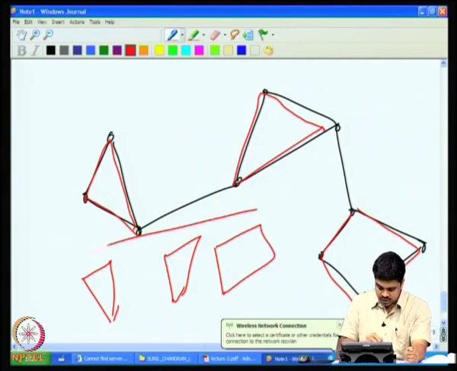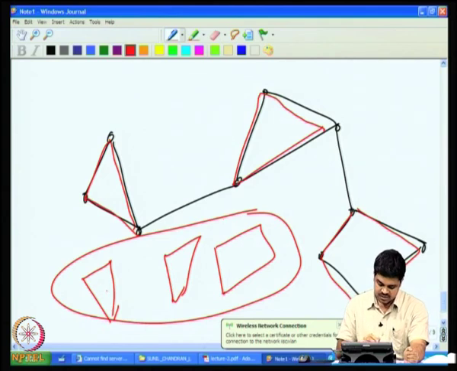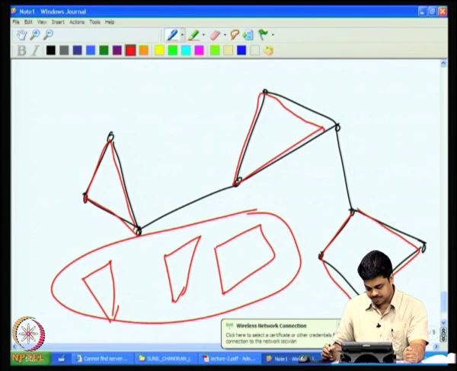This is called a cycle cover, because this is a collection of cycles which covers all the vertices. This is called a cycle cover of the graph. So, another name for two factor is cycle cover.